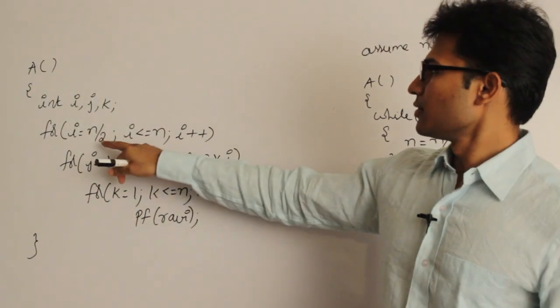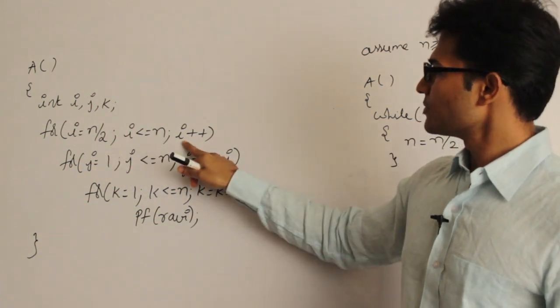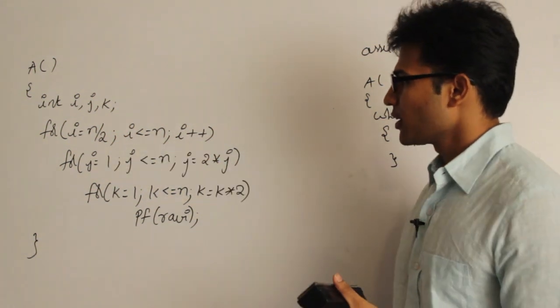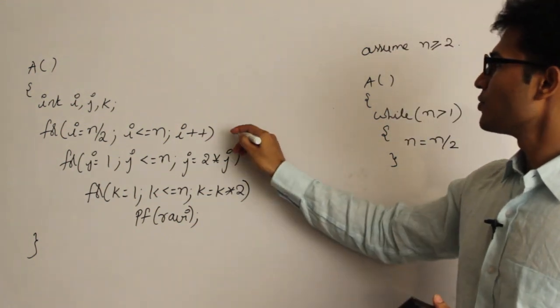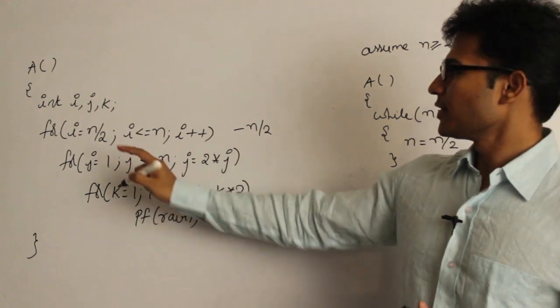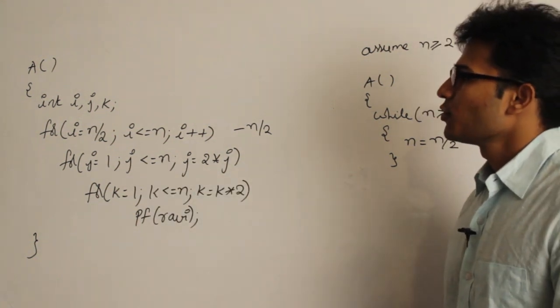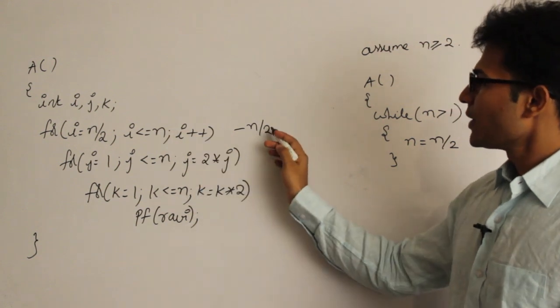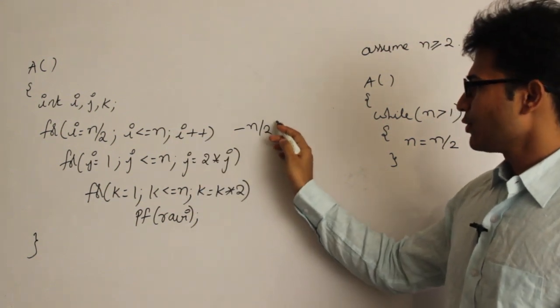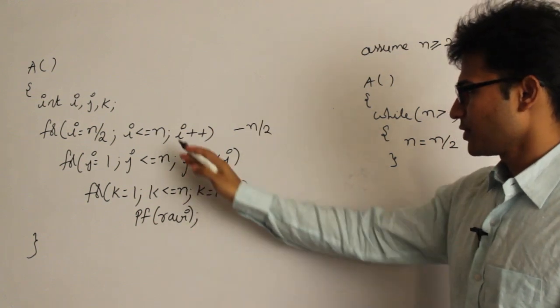See this example. For I equal to n by 2 and I less than or equal to n, I plus plus, which means this outermost for loop is going to get executed n by 2 times exactly, from n by 2 to n, right? One more thing, it might be n by 2 plus 1 or minus 1, there is a small difference, but however it is going to be order of n by 2, this one.